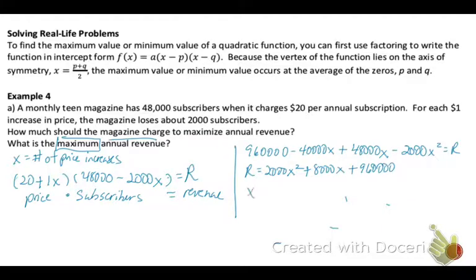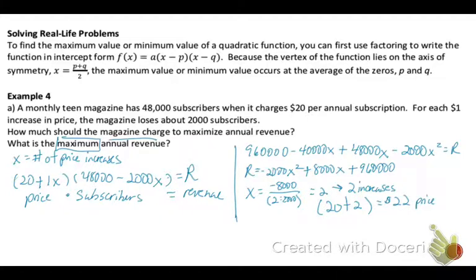Now we need to know how much the magazine should charge to maximize the revenue. So let's find the vertex. We're in standard form. Let's do the opposite of B divided by 2 times A. So negative 8,000 divided by negative 4,000 will leave us with 2. So that means 2 price increases, 2 bump ups of $1 each. So that would give us 20 plus 2, or the magazine should charge $22 to maximize the money coming in.